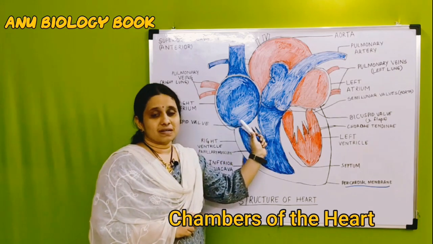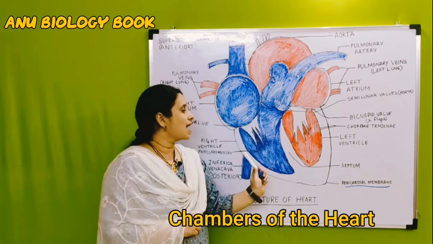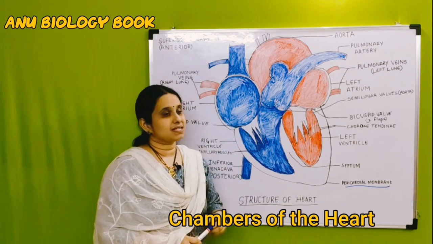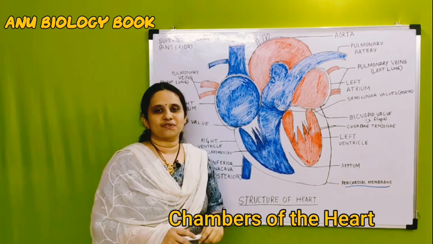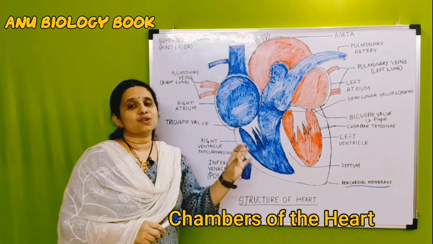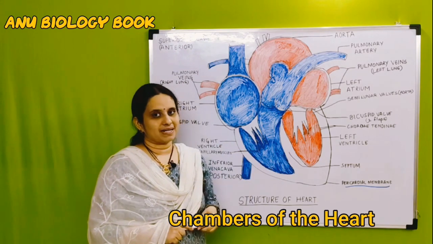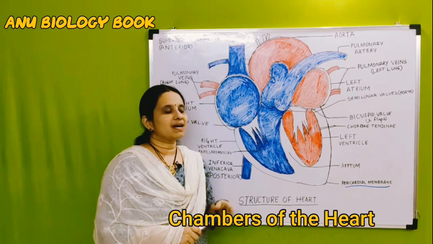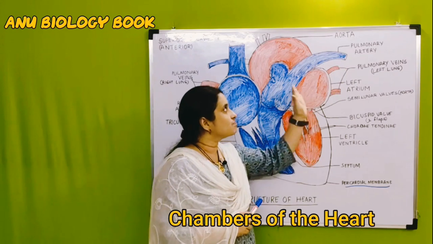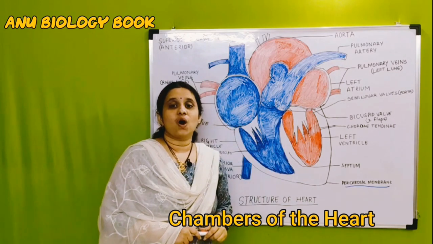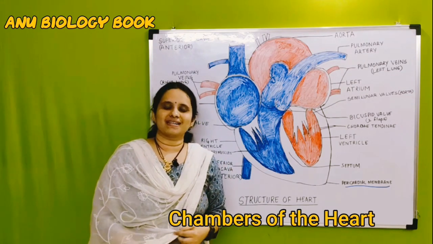Heart is divided into four chambers. The upper two chambers are called auricles and the lower two chambers are called ventricles. Here you can see the blue colored parts and also the red colored parts of the heart. The blue colored parts of the heart are the parts which carry deoxygenated blood. Deoxygenated is nothing but the blood which carries carbon dioxide. And the red colored parts are completely filled with oxygenated blood. Oxygenated blood is nothing but the blood which carries oxygen.